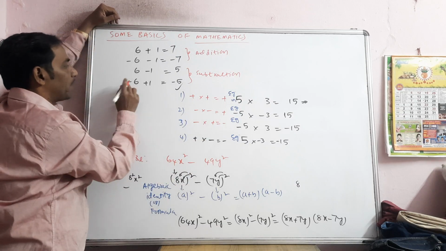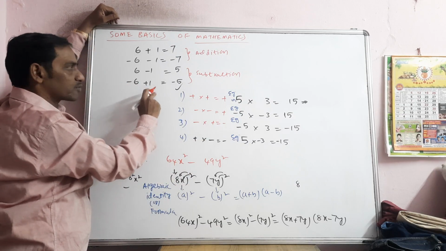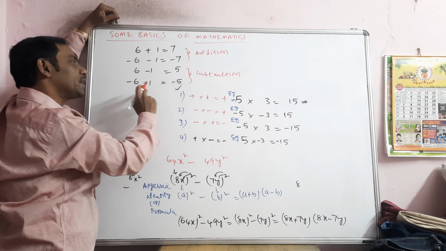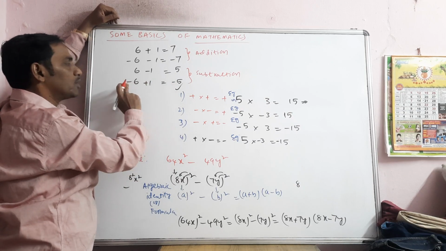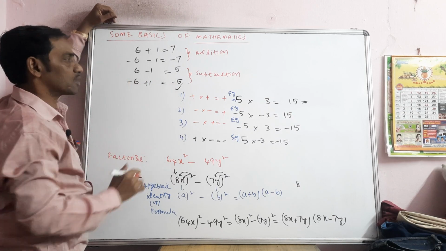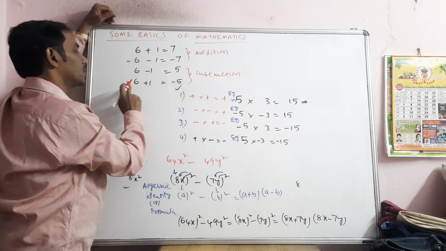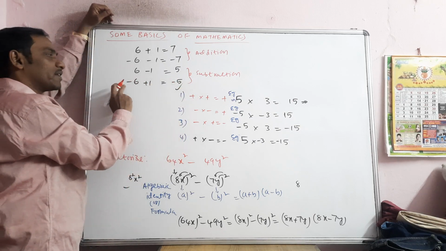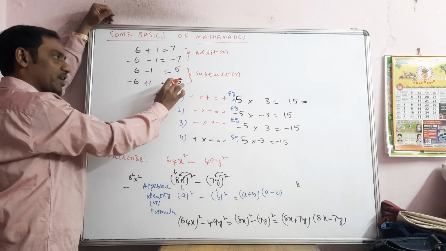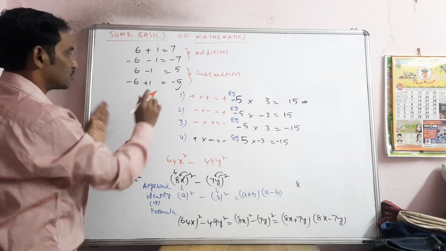Now minus 6 plus 1, so two different signs are there. So what we will do, we will write the largest number's sign. Since two different signs are there, you will do subtraction. So that is the reason, minus 6 plus 1, two different signs, we did subtraction, that is 6 minus 1 is 5. First you write the answer 5.